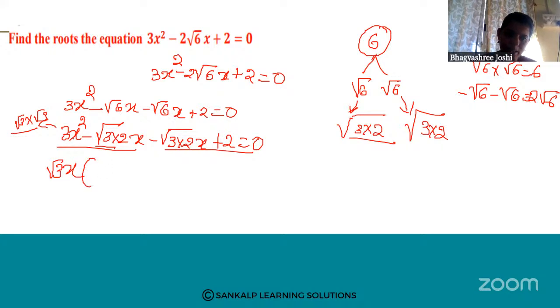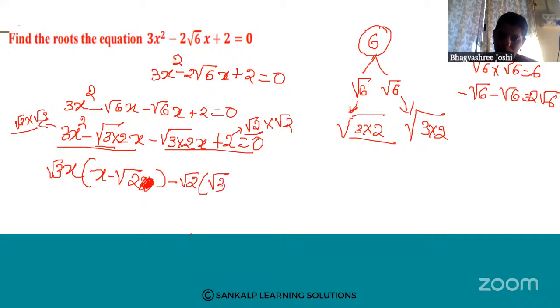I will get in the bracket x minus root 2. Sorry, x I will already have taken out. So x minus root 2 minus... here root 3 into 2, here 2 is there. So 2 can be written as root 2 into root 2. So here 2 root 2 is there, here also root 2 is there. So I will take root 2 common.